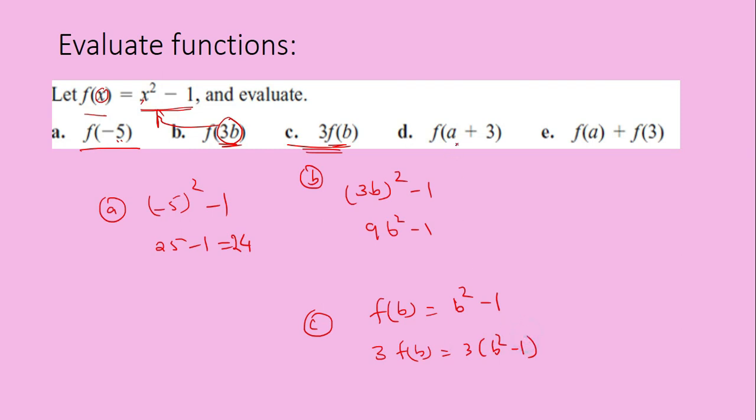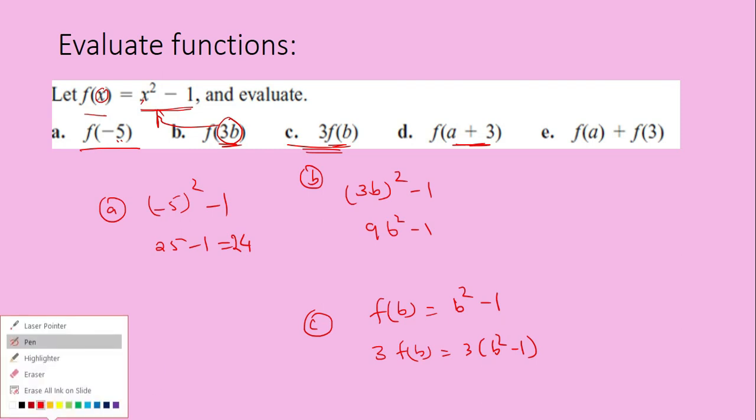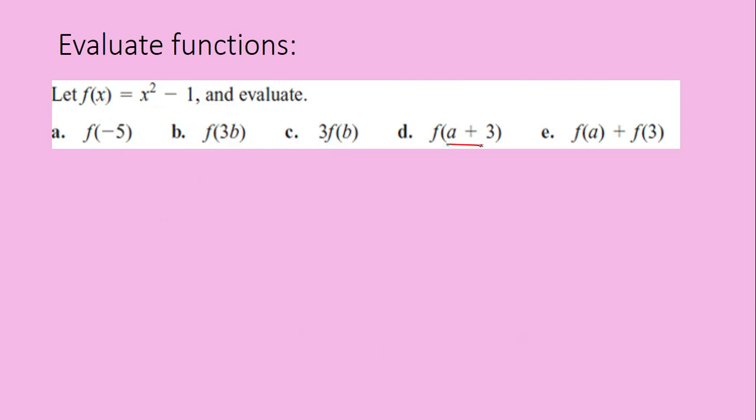And for d, f of a plus 3, the variable x will be replaced by a plus 3. So f of a plus 3 is a plus 3 whole squared minus 1. This x is replaced by a plus 3. Now you can expand this using the formula: a squared plus 2 into 3, 6a, plus 3 squared is 9, minus 1. When you simplify, it is a squared plus 6a plus 8.